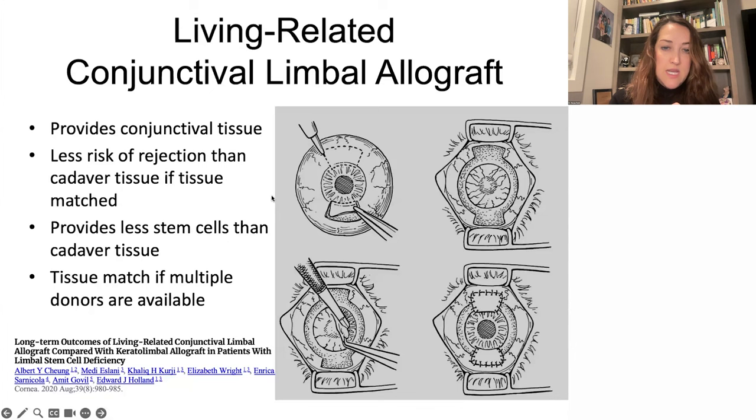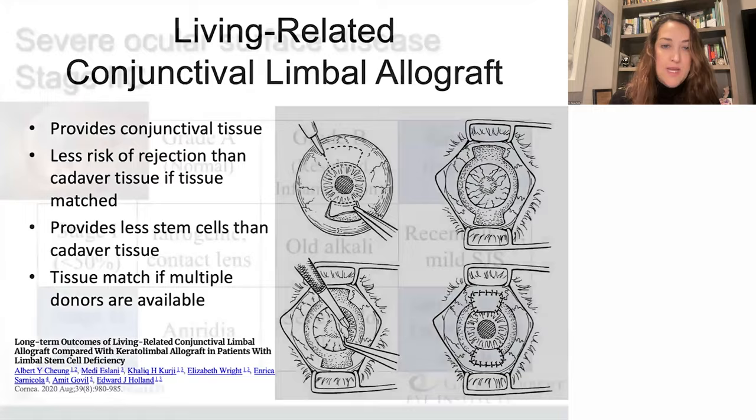Dr. Ed Holland and his team, Dr. Albert Chong, they've done a lot of publications and research in this area with a large cohort of patients that Dr. Ed Holland has done, looking at long-term outcomes of living-related conjunctival limbal allograft patients compared to keratolimbal allograft donor tissue for these patients. And the conjunctival limbal allograft recipients have actually done much better than just pure keratolimbal allograft recipients. And so it really helps to tissue match and to get that additional conjunctiva for those patients.